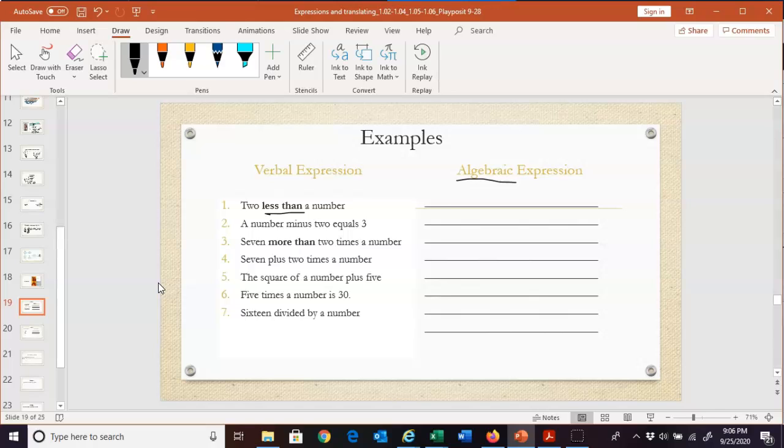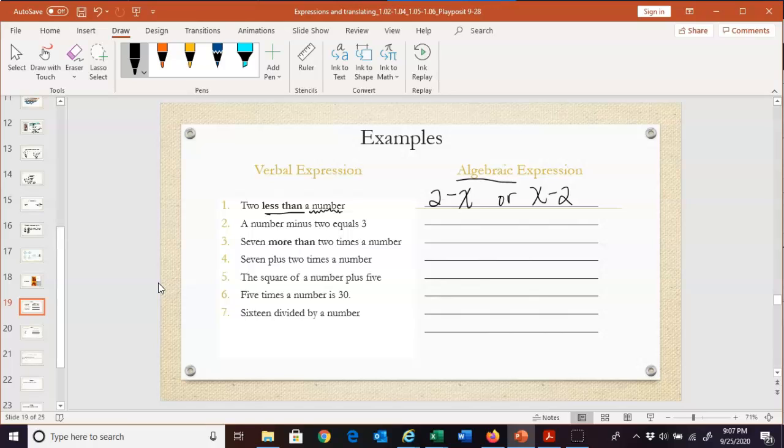Well, there's 2 ways to think about this. If you did 2 minus a number, so a number means we don't know what it is, so we'll use x. Or if we did x minus 2, right? Now, which one is correct? Only one of them is right. This less than can be tricky, so that's why I want to make sure to go over it with you guys.